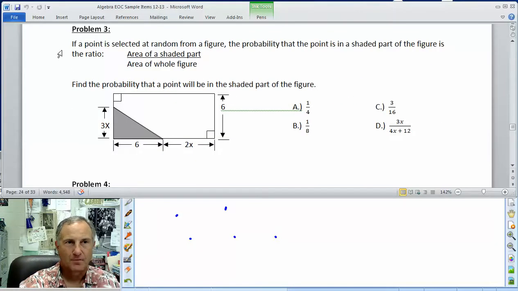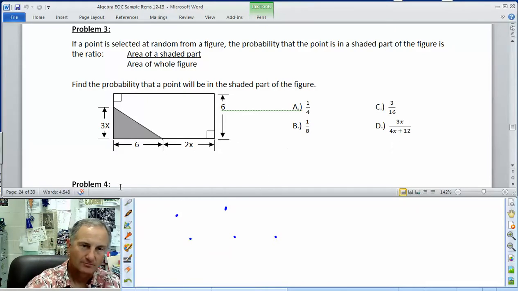Problem 3. A point is selected at random from a figure. The probability that the point is in a shaded part of the figure is the ratio area of the shaded part over area of the whole figure. Find the probability that the point will be in the shaded part of the figure. So we're going to find the area of the shaded, which is a triangle, that's 1/2 base times height, over the area of the whole figure, which is a rectangle, that's length times width.